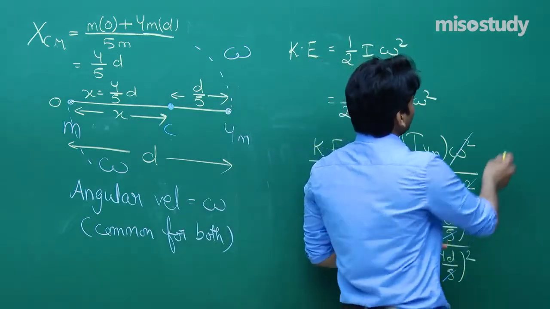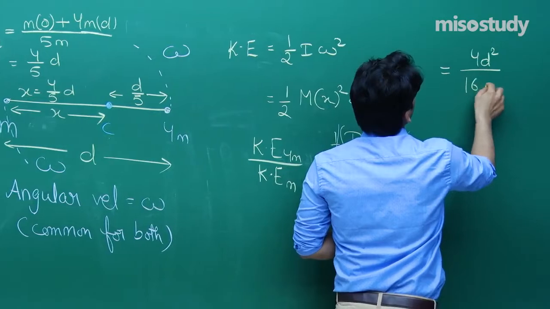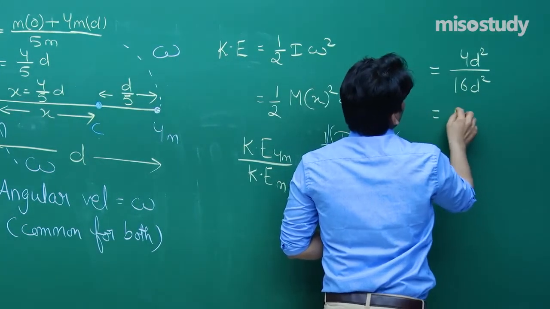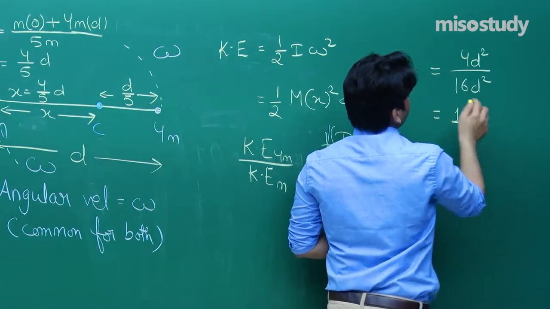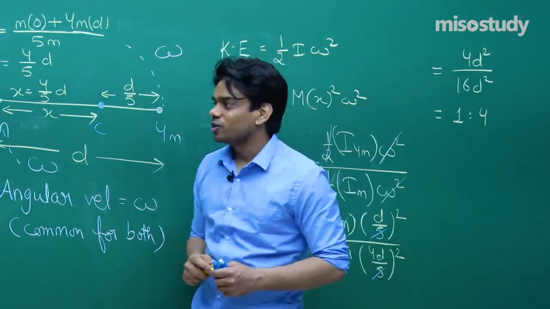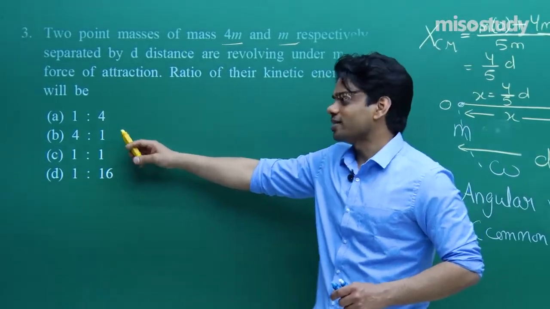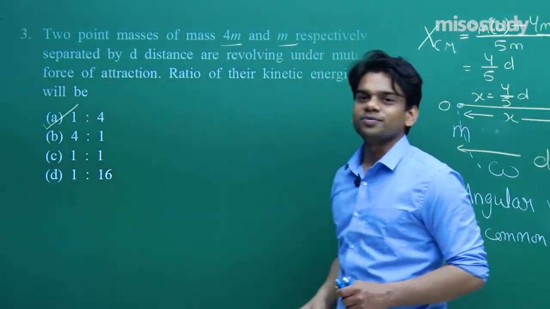So you will be having 4d square divided by 16d square. This turns out to be 1:4. Quite simple, 1:4. That means the ratio of kinetic energy will be in the ratio of 1:4. Let's check the option. Option number A, that is 1:4. That is the first option is the right answer.